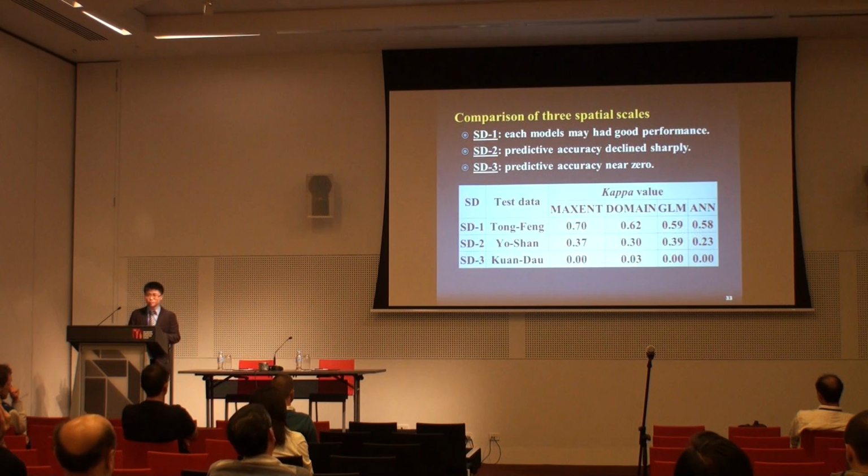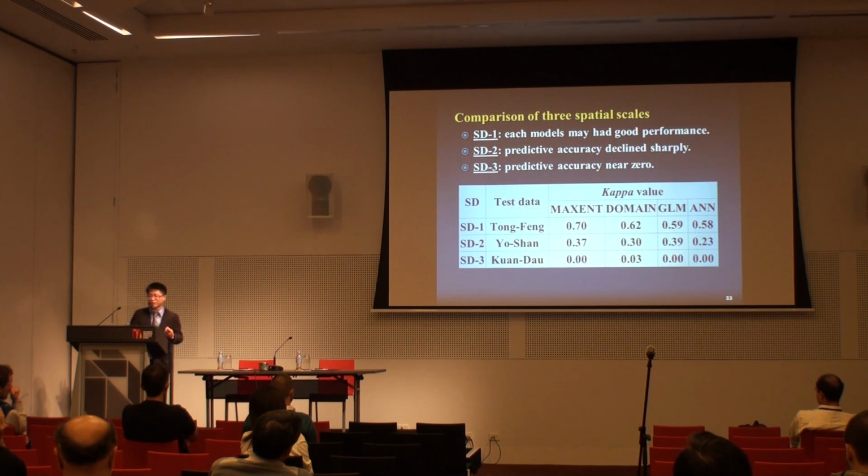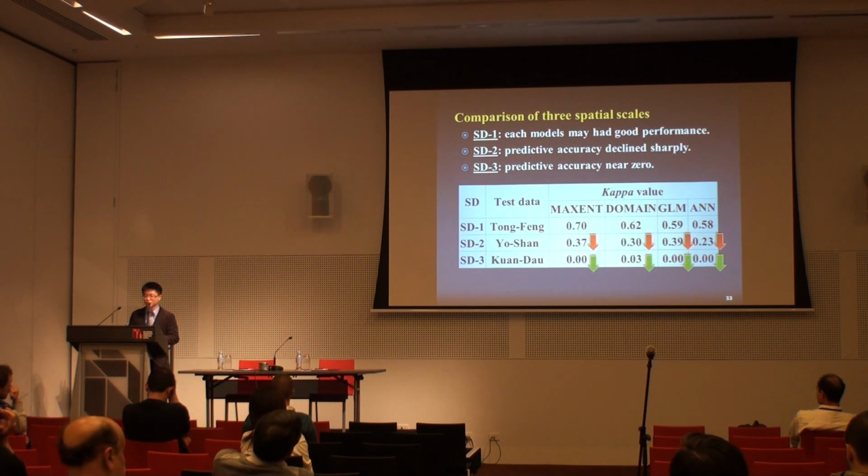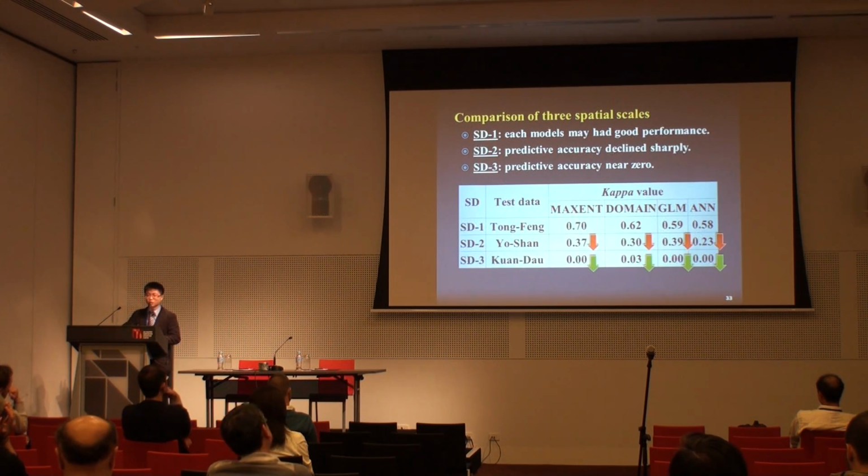The second point: we try to understand the relationship between different spatial scales and model performance. Of course, we find that each model can predict very well at the small spatial scale. And when we extend the spatial scale, like SD2 and SD3, the model accuracy declined sharply and eventually approached zero. That means no model can predict very well when you extend the spatial range, and they lose their prediction power.